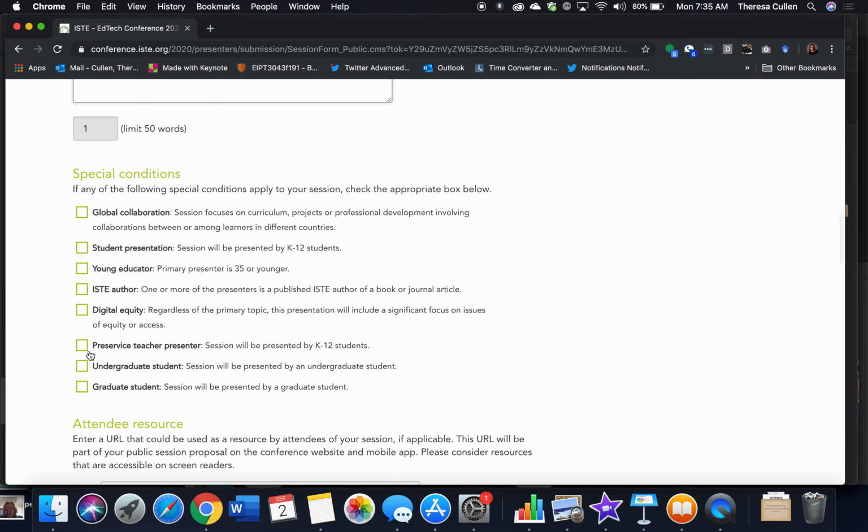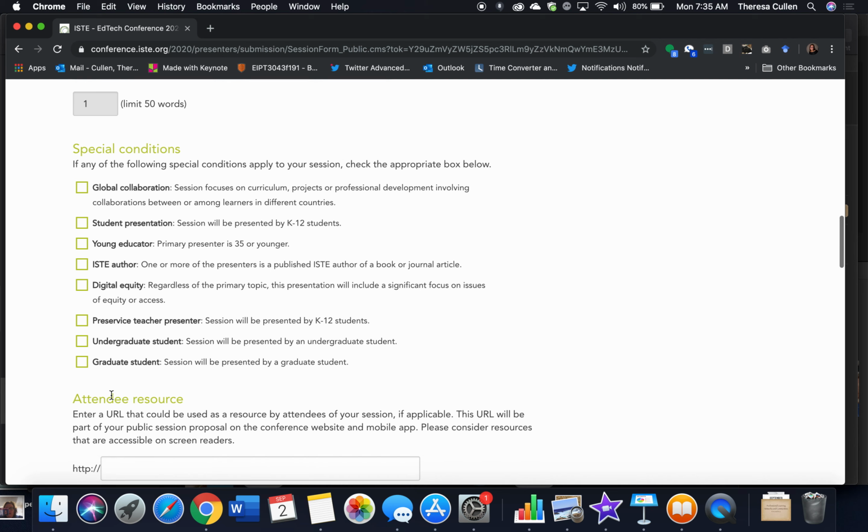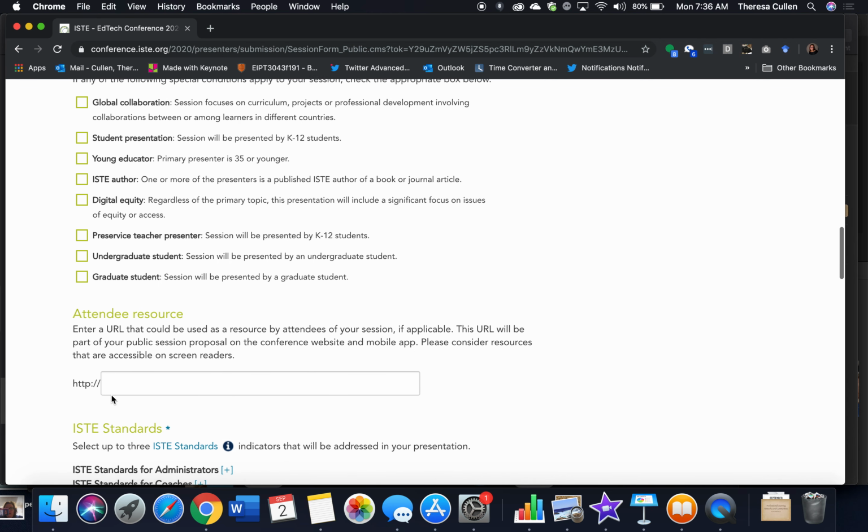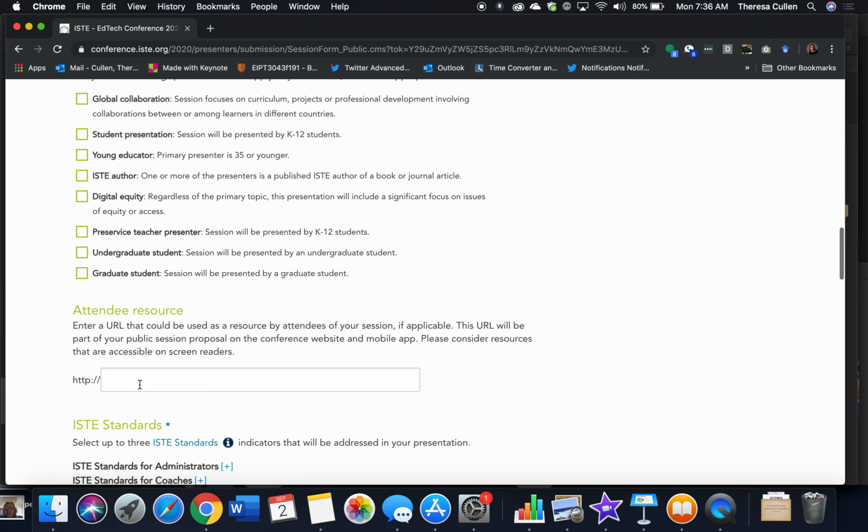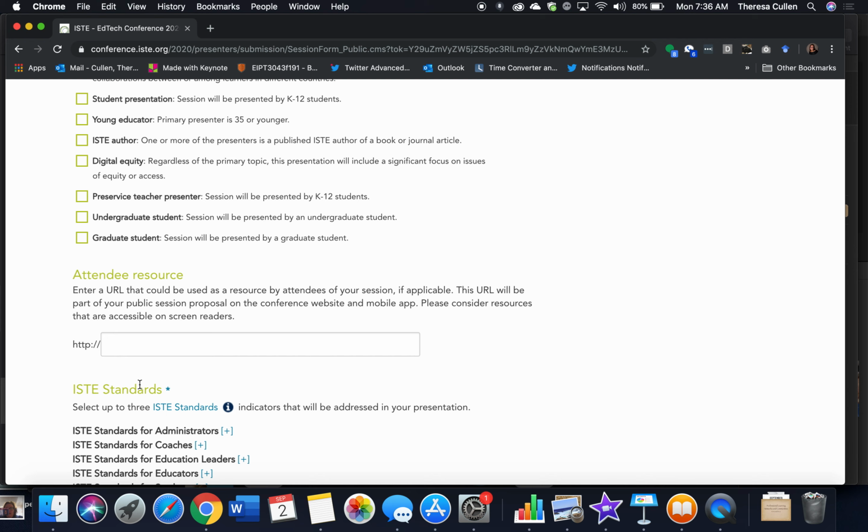These are the 3 I'm most excited about. Pre-service teacher presenter, which I loved because last year we had one that was amazing, that was doing kind of an action research project. An undergraduate student, those might be checked together. And then finally, a graduate student. The way that we're going to build our program is by giving more graduate students opportunities. If you want to add an attendee resource, you can do so, but you will get that opportunity, if accepted, to add resources to the digital tote. So you can leave this one blank.